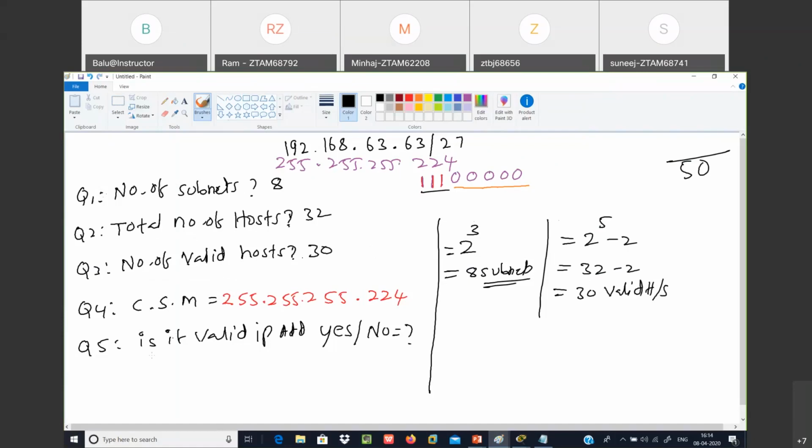So finally, the last question answer. Is it a valid IP address? Yes or no? Last question answer. Tell me, guys. Mustafa, no. Why? Mustafa, can you tell me why it is invalid? The answer is no.